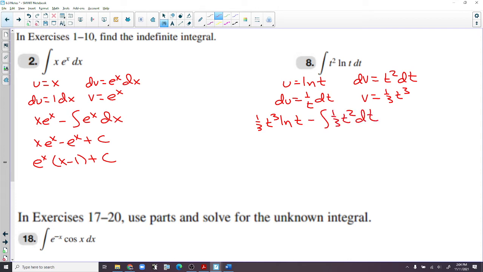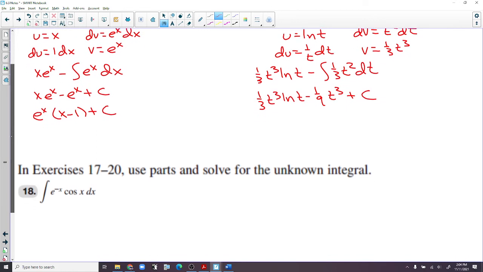So you have 1 over t times t to the third, t squared. And we pretty much have it. Minus 1/9 t to the third plus c. What do you think? Questions on that? It's not too bad. This section is not too bad. It's a lot of writing, but I think the process is fairly straightforward.